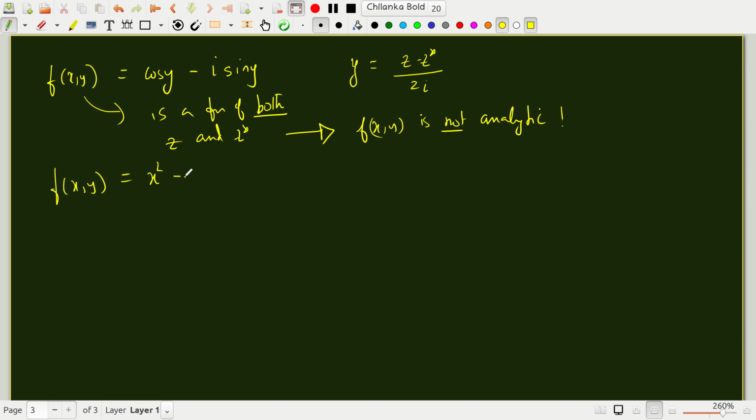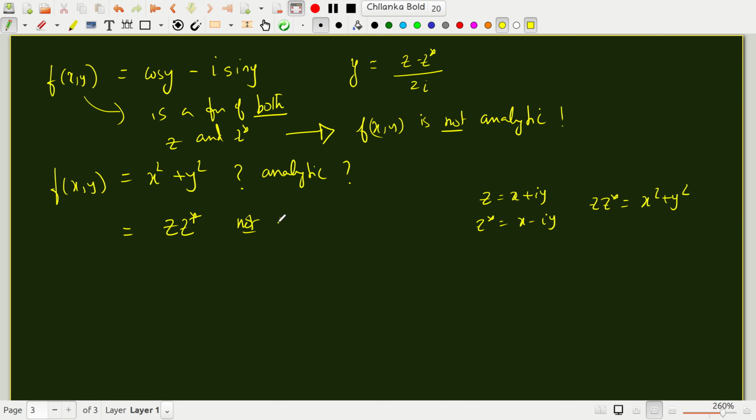Is x squared plus y squared analytic? Well, you can readily verify that x squared plus y squared is z z star, because z is x plus iy, z star is x minus iy, and z z star is x squared plus y squared. So clearly this is not analytic, because this is a function of both z and z star.